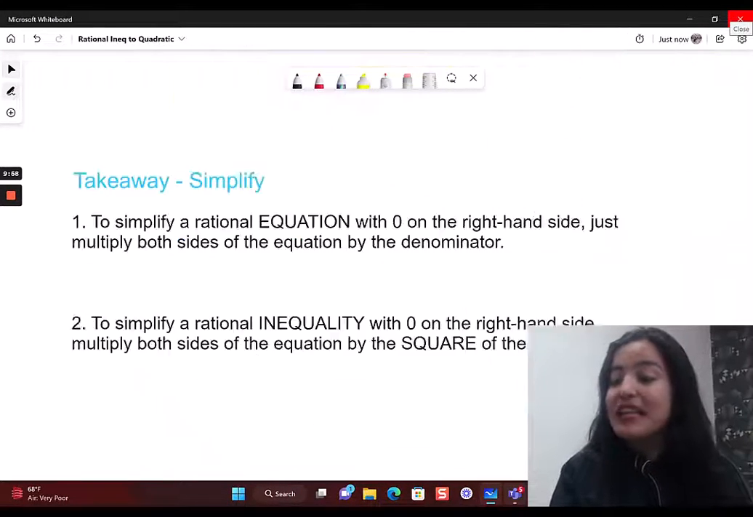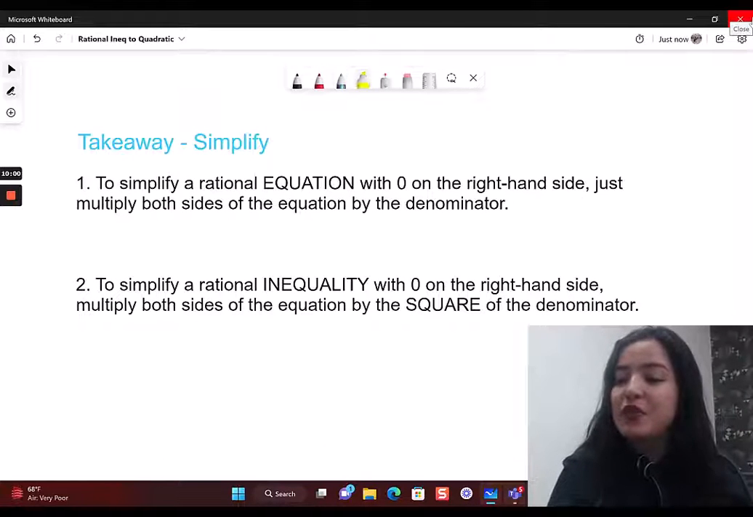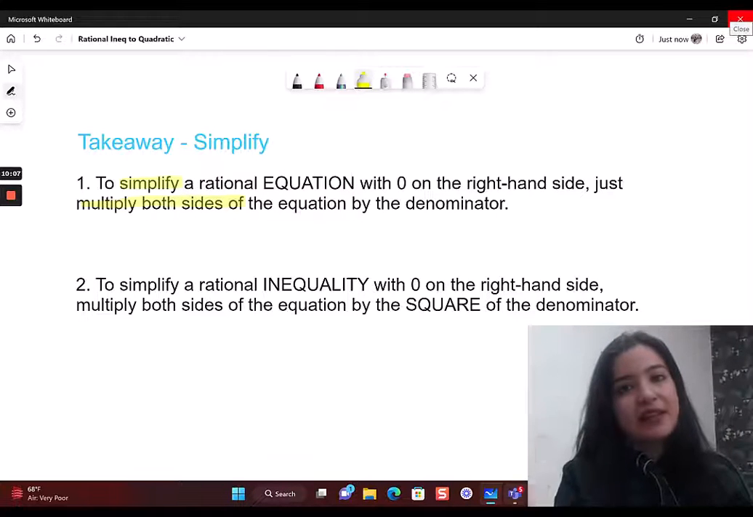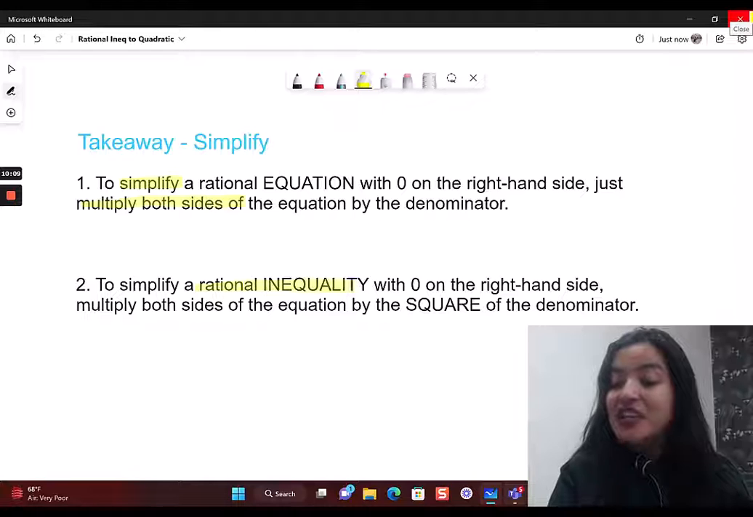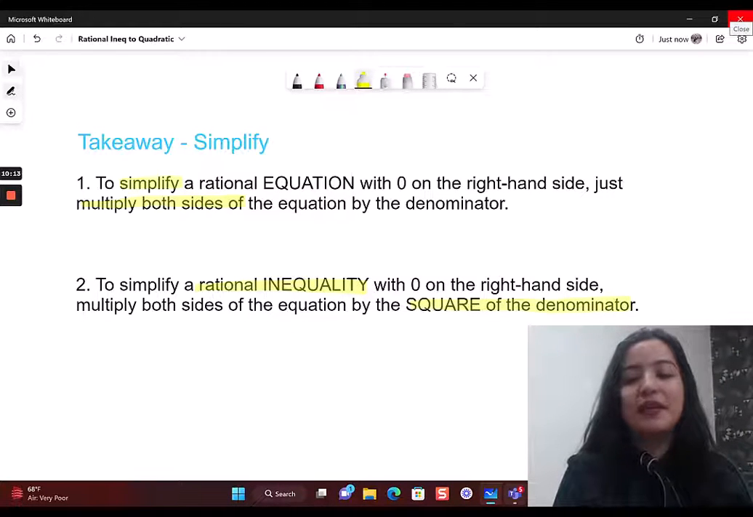For now, these are your takeaways. First of all, just a quick summary. When you want to simplify a rational equation, you're free to just multiply both sides by the denominator. And if it's a rational inequality, multiply both sides by the square of the denominator. So now it's all stated for you.